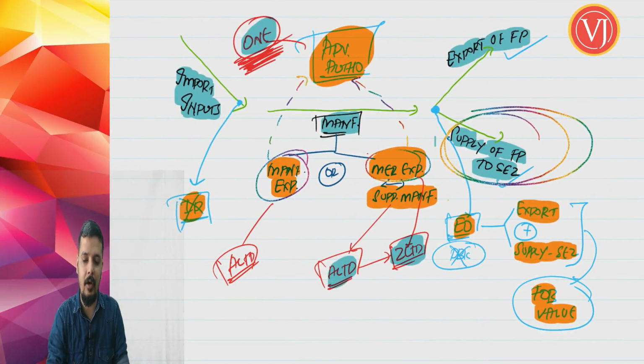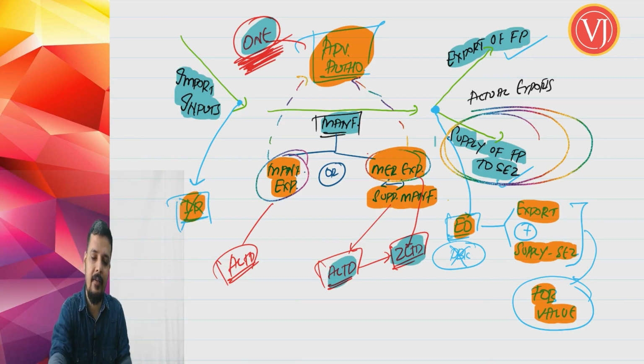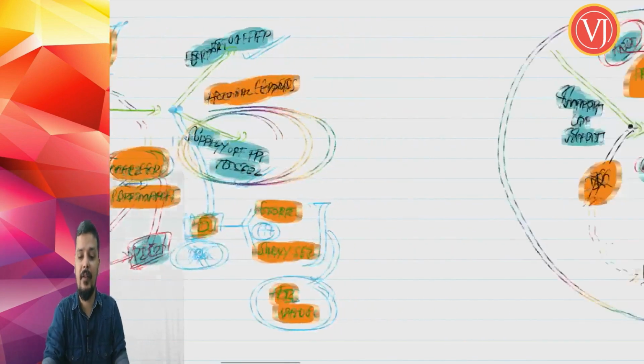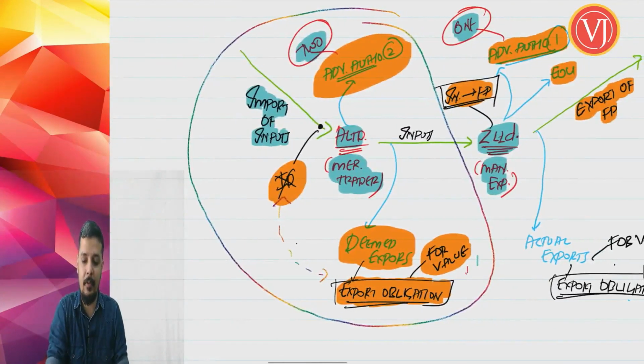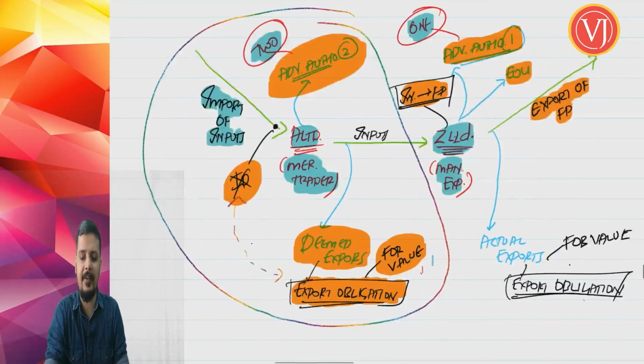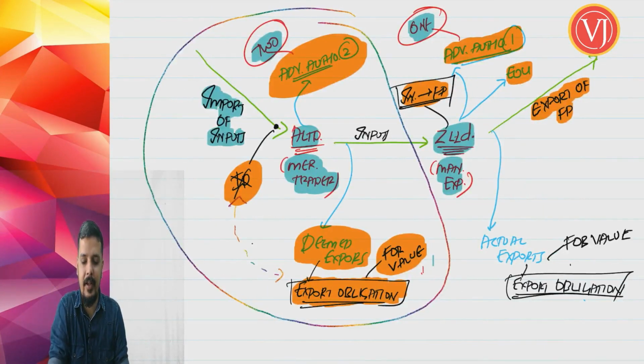Here the focus was all on actual exports. The final export was actual exports. It was either exported outside India or supplied to a special economic zone. And here, friends, the first focus is on deemed exports. Obviously, for Z Limited it is actual exports, but the first focus here is deemed exports. That is the second difference.